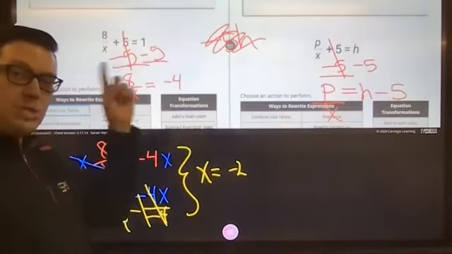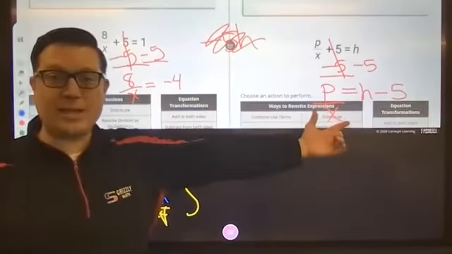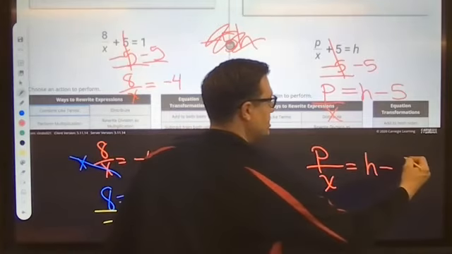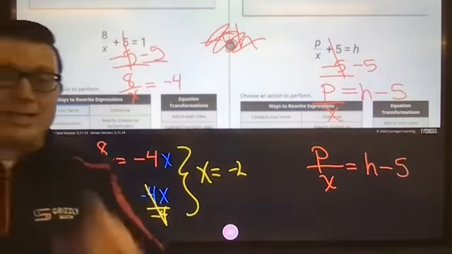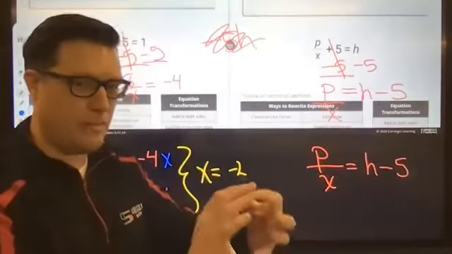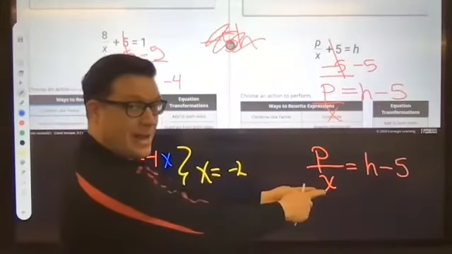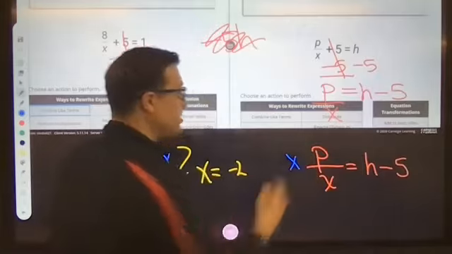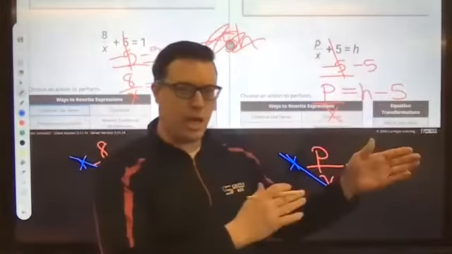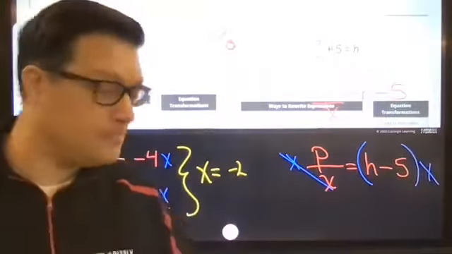That was step 1, and it matches what we did in this problem. Matching the colors. We have a fraction where x is on the bottom. I should rewrite it. P over x equals h minus 5. Now, step 2 is exactly the same as over here. We're just not going to be able to compress it down to a number. So step 2 is still going to be multiply both sides by x. It's the denominator. So if we multiply by x, they'll cancel each other out. And what you do to one side of the equation, you have to do to the other. So I'm going to multiply both sides by x. That way, no more fraction.